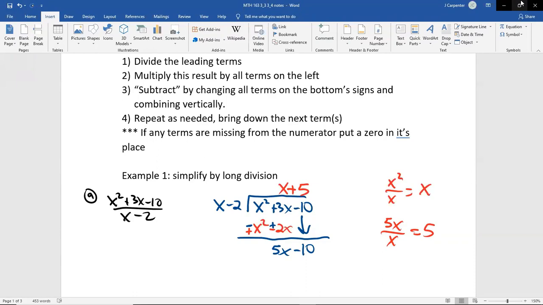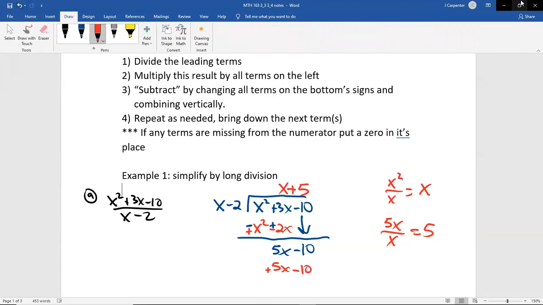Multiply this result, just the 5, not the x in front of it, just the 5, by everything on the left. It's like we're distributing it. So the 5 times the x is a 5x, but I said, I know I need to write this plus because it's going to change, and this 5 times this negative 2 is a negative 10. Then we change the signs of what we just got. The positive 5x becomes negative, the negative 10 becomes positive.